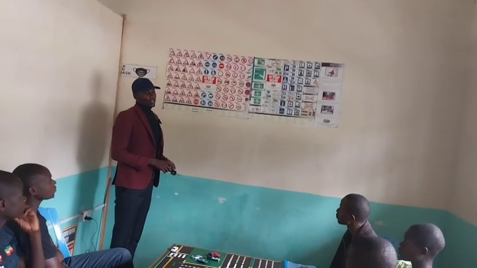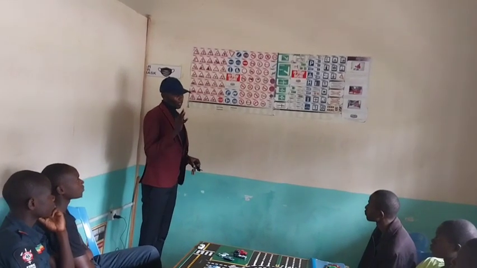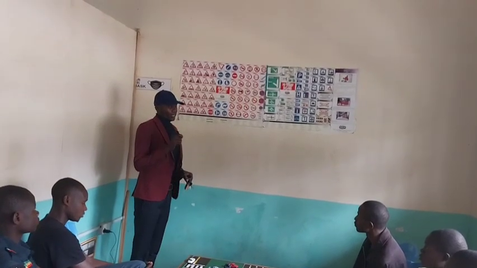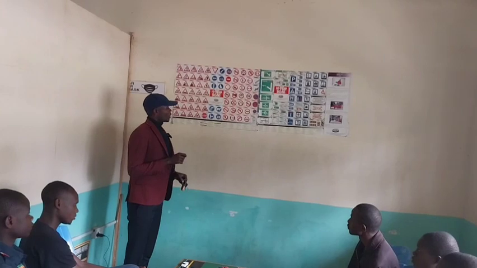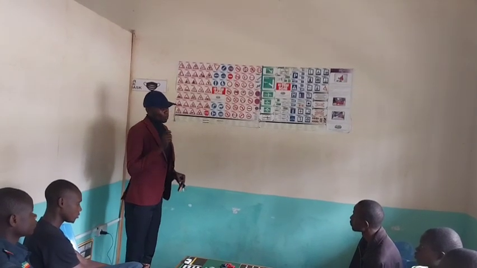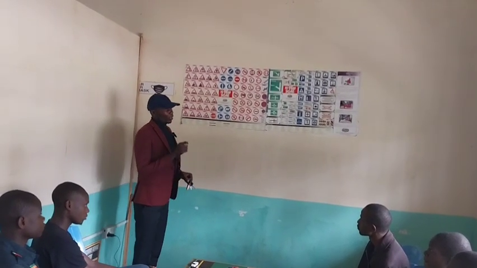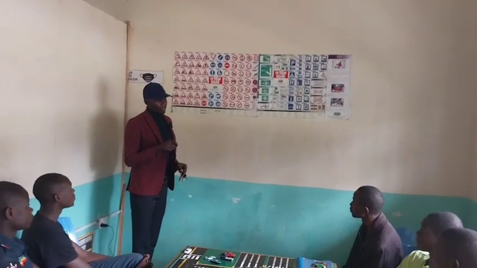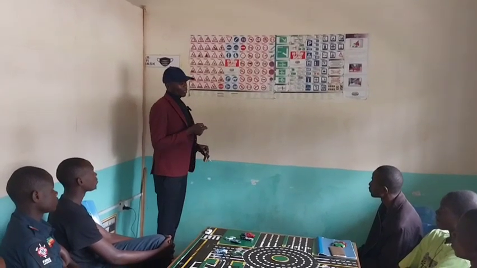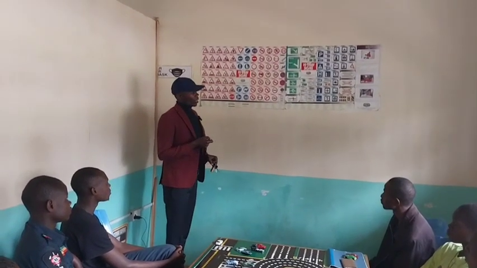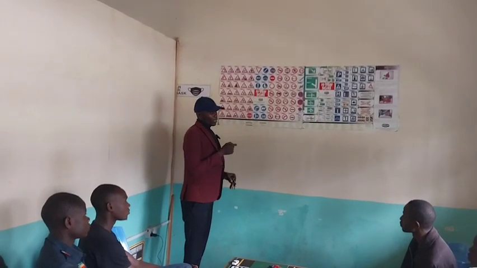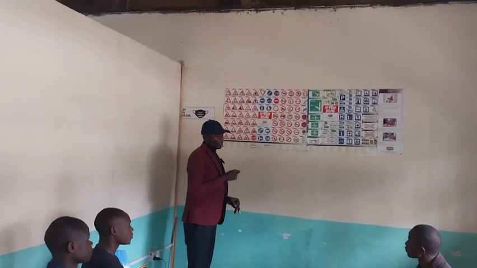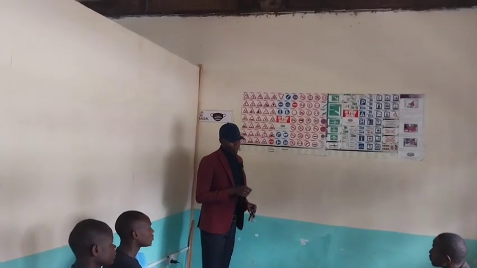In driving, road signs have been divided into three main groups. The first group is called regulatory signs, then the second group is called warning signs, and the third group is called informatory signs. At times you can call them regulatory, or class A signs. Then warning signs, you can call them class B. Then informatory signs, you can call them class C.